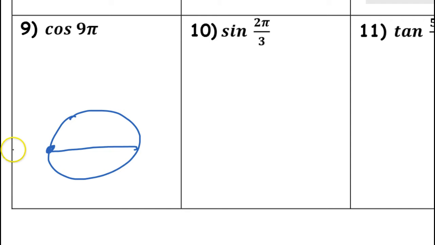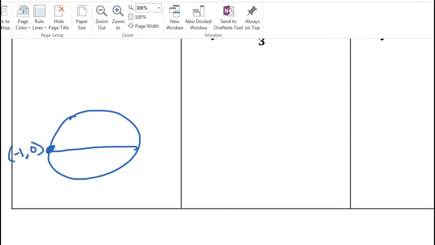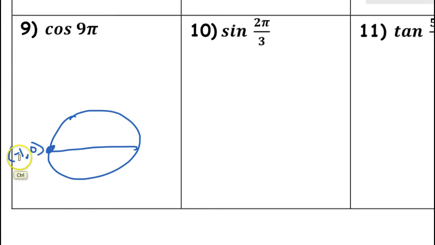So the coordinates of this point are negative 1, 0. Cosine is an x value on the unit circle. So negative 1. So that's it. The cosine of 9 pi is simply negative 1.